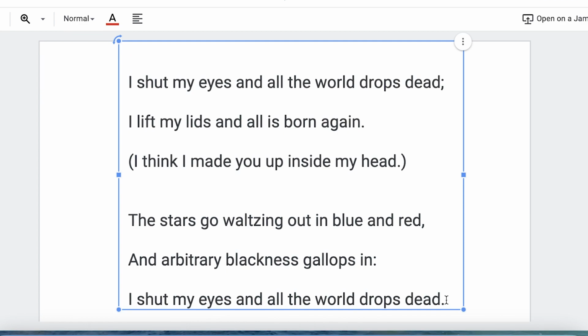But let's look at the lines. So stress and unstress is all we mark. So even though we have more than one stress, we just mark for stress.